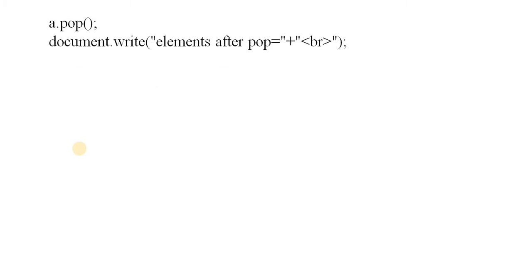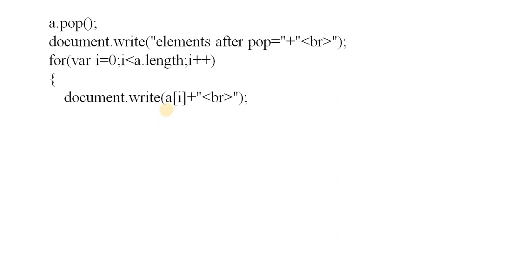After that I am applying the pop method, that is a.pop(), array object dot pop. Pop is used to remove the last element and returns the removed element from an array. After that I am printing with document.write the elements after pop. What is the element after pop? I am displaying it by using a for loop where i is equal to 0, i is less than a.length and i++. And here I am printing document.write(a[i]). Close the for loop, close the script tag, body tag and HTML tag.